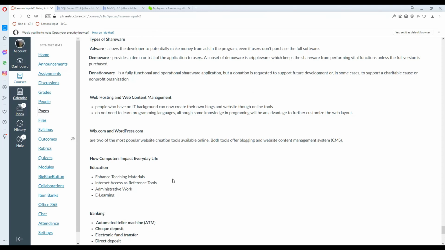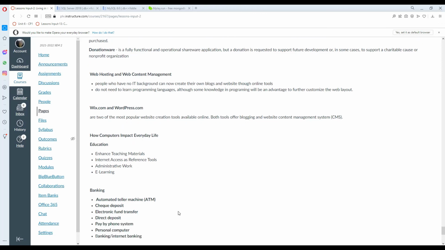We also have web hosting and web content management. So these are for people who have no background in IT. If they want to create their own blogs and websites using online tools, they do not need to learn programming languages. Wix and WordPress, two of the most popular website creation tools available online, is for blogging, website content management system.